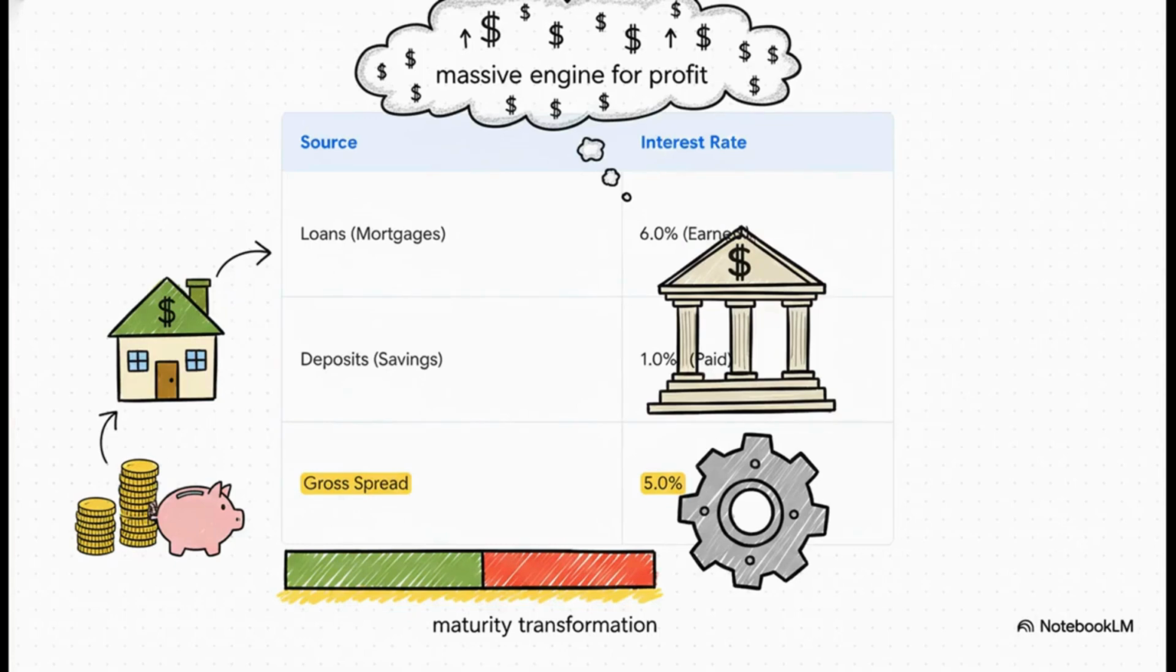Let's look at a super simple example here. A bank might be lending out mortgages and earning, let's say, an average of 6% interest. At the very same time, it's paying you, the depositor, just 1% interest on your savings. That gives them a gross spread of 5%. Now, 5% might not sound like a ton, but when you multiply that little spread across hundreds of millions, or in many cases, billions of dollars in loans, it becomes an absolutely massive engine for profit. This is how banks make money off that maturity transformation we talked about.